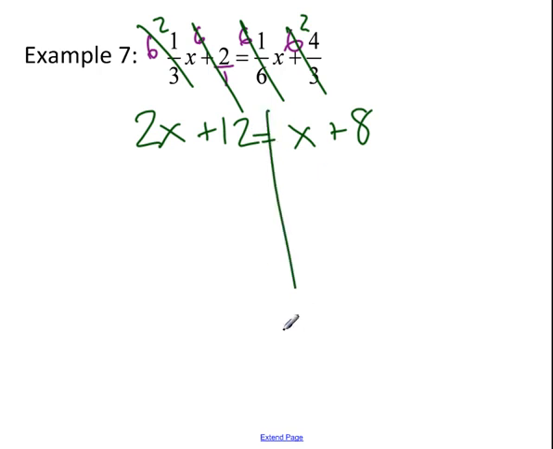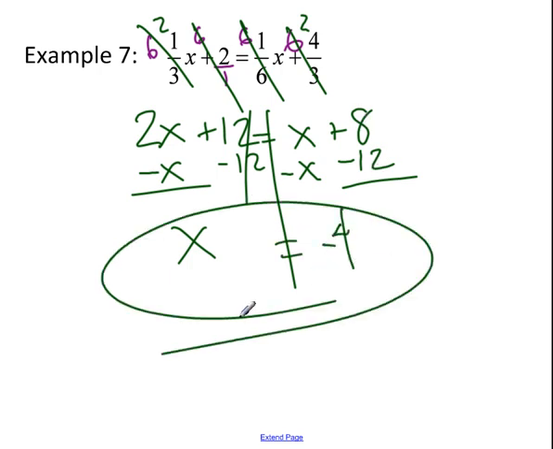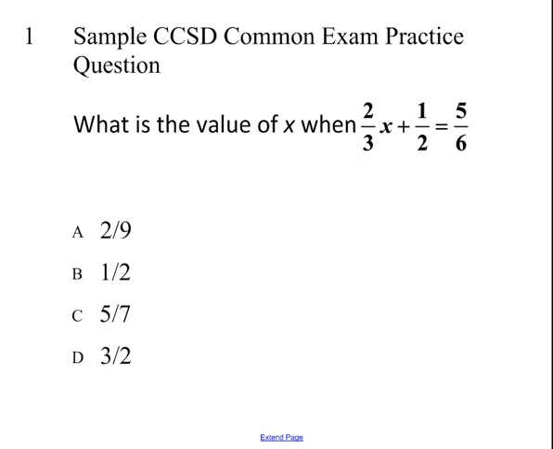Now, this isn't really a bad problem. We're going to subtract my x from both sides, get x over on this side. I'm going to subtract 12 from both sides as well. Just do it all at once here. 8 minus 12 makes negative 4. And that's it. Once we get those fractions out of the way, it is not a tough, scary problem.